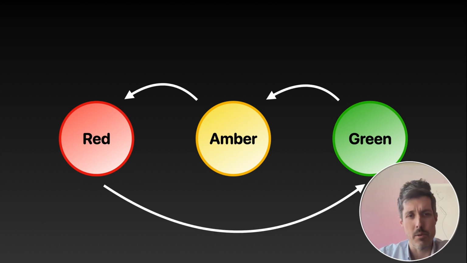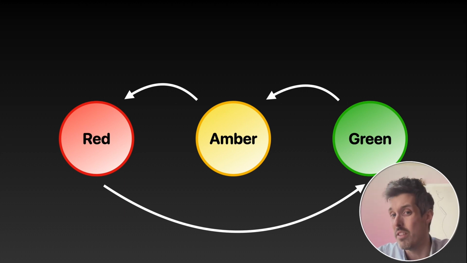Green can become amber, amber can become red, and red can become green. Note that red cannot become amber, right? And amber cannot become green. So there's no arrow between those.